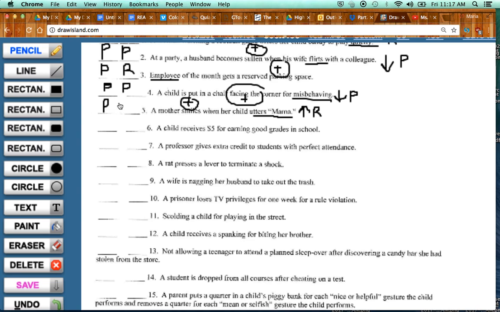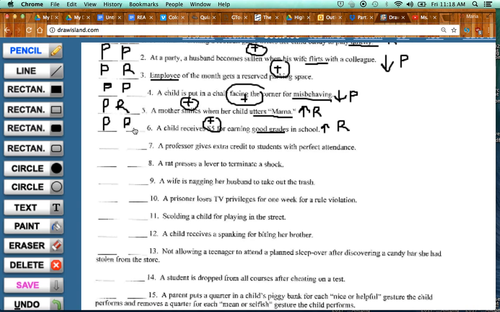For number 6, a child receives $5 for earning good grades in school. That again would be positive reinforcement because getting good grades wants to be increased, so you give a rewarding stimulus, which is positive. So number 6 would be positive reinforcement.